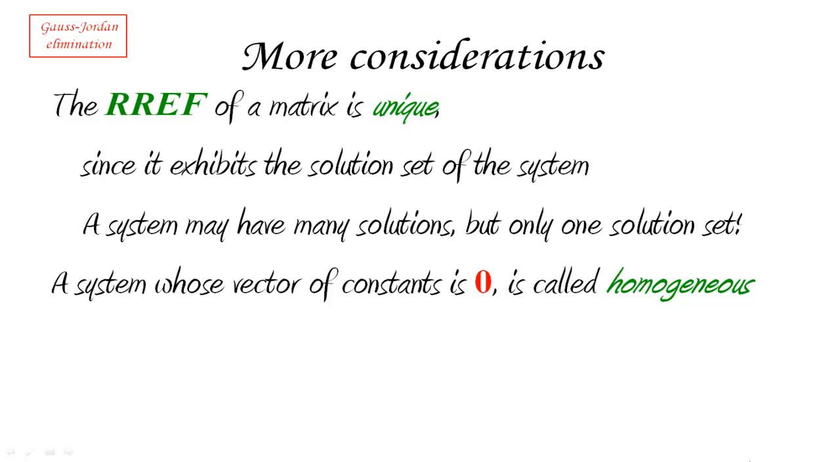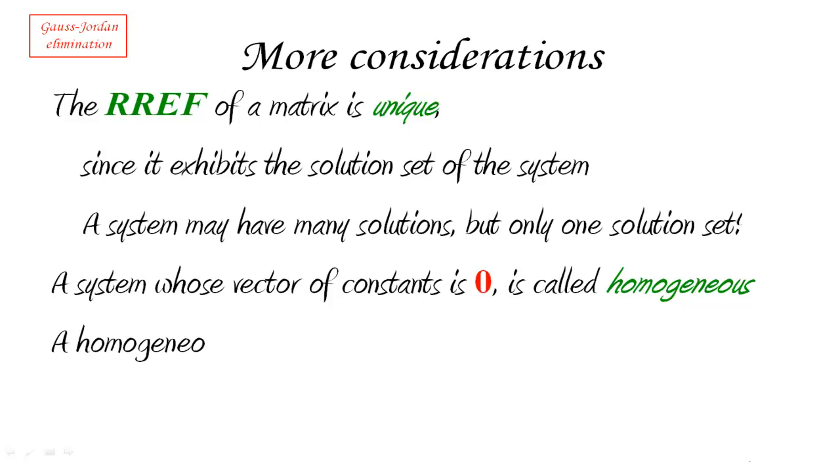Now, one little final word of terminology: a system whose vector of constants is 0, in other words where the constants are all 0, is called homogeneous, and these homogeneous systems will be playing a very big role later on, as well as the homogeneous matrices. Well, mostly homogeneous systems.